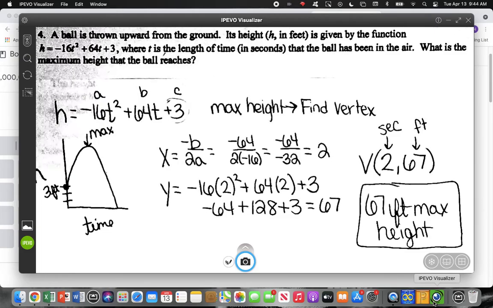So if it tells you the maximum height, you're finding the vertex. If it tells you that the ball reaches the ground, are you going to find the vertex, or are you going to do the quadratic formula for that? We just did that on number 1. Yes. So if it says hit the ground, do the quadratic formula. If it says maximum height, find the vertex. We have to read the questions.